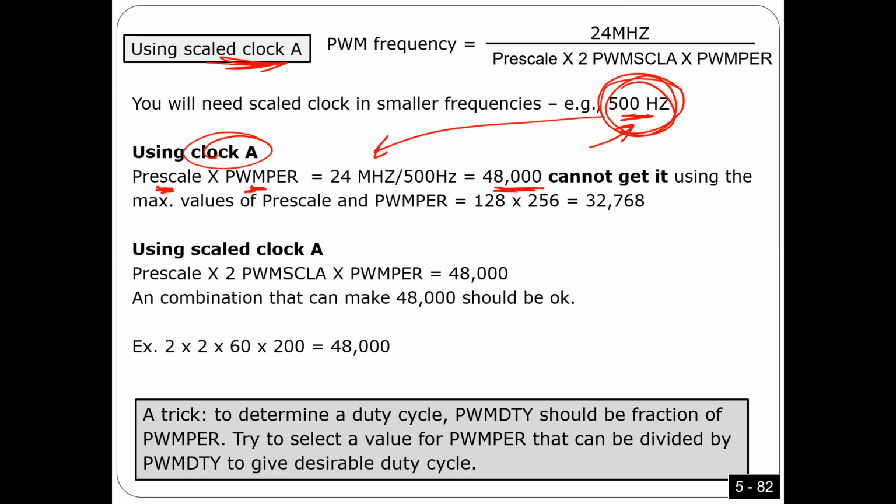It didn't work because if I put here the maximum value, which is 128, that's what I did, and put here the maximum value 256, I found my maximum. I cannot get 48,000. Okay, but anyway, I don't need to waste my time here.